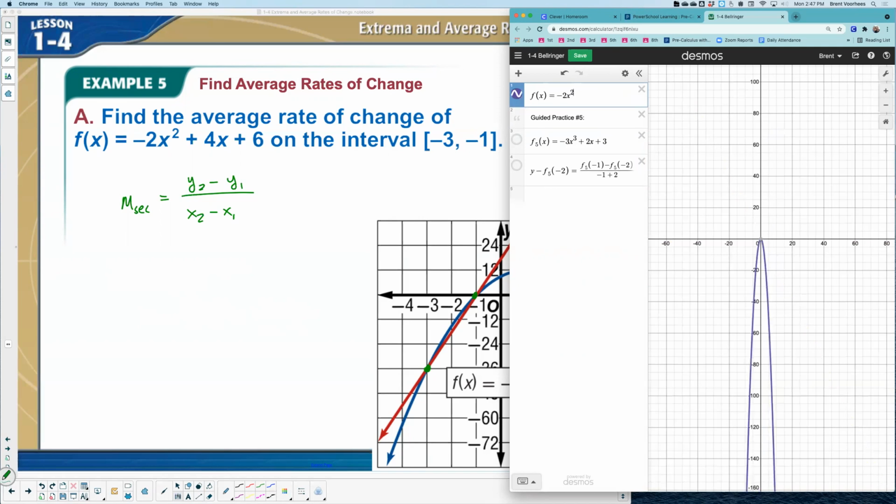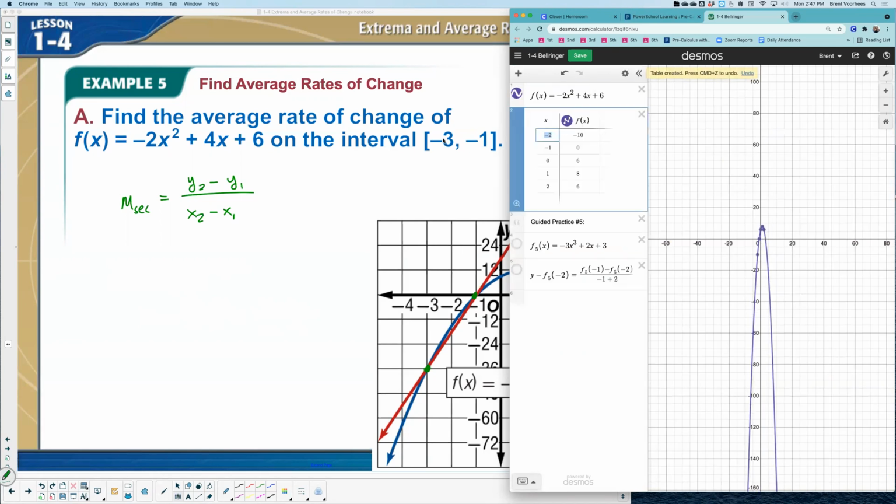-2x squared plus 4x plus 6. If you hit the little gear edit list, you can convert that to a table. And I'm just going to look at the x values -3 and -1. I don't care about the others, so I'll get rid of those other ones. These are my points. This is the x1, that's x2. This is y2, that's y1.